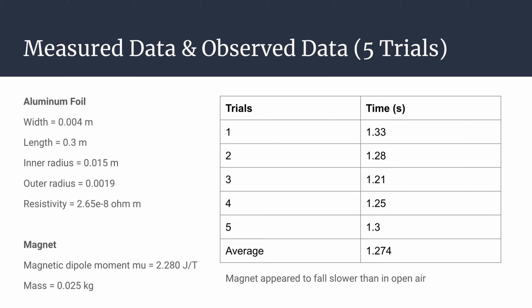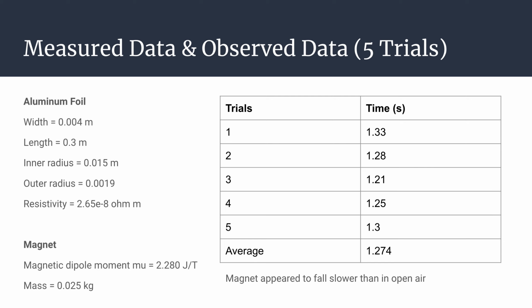So then this is my experimental data. The values measured for the aluminum foil cylinder are on the left, and then the magnet data comes from my results from Lab 3. On the right are the times I recorded, and the average came out to be 1.274 seconds, so sig-fig-wise 1.27 seconds.